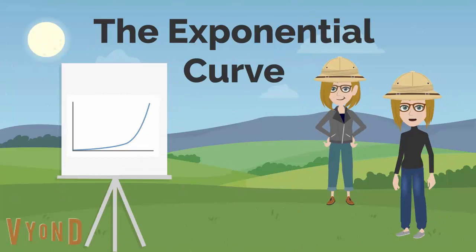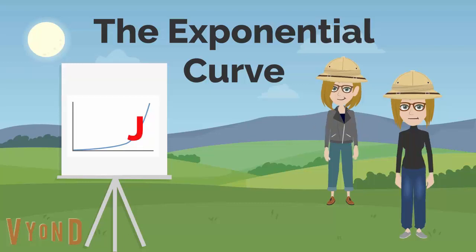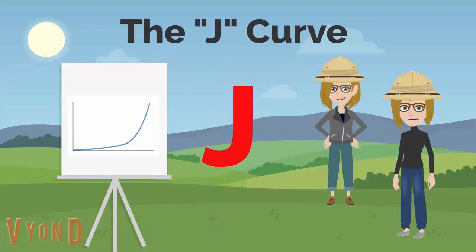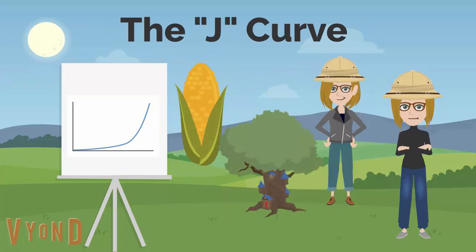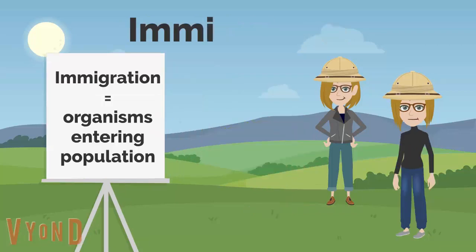A population of organisms that seemingly have unlimited supplies and resources can display an exponential curve. This is known as the J-curve. With the J-curve, there is plenty of food and shelter, even with births exceeding deaths or immigration exceeding emigration.